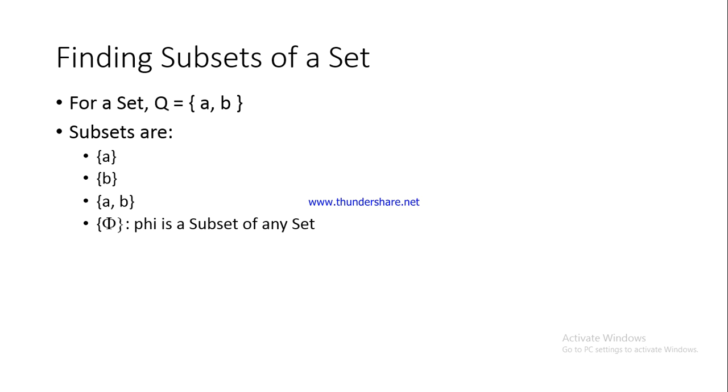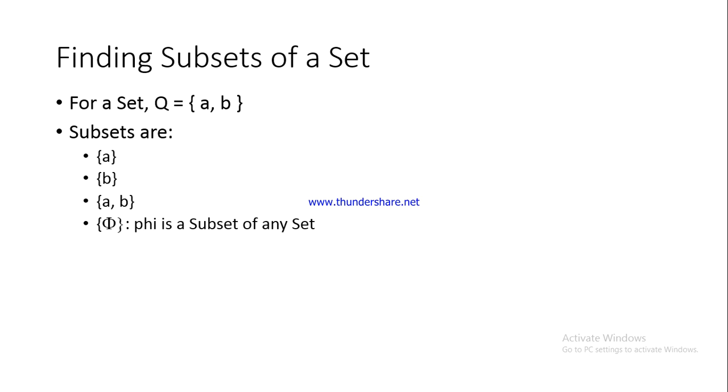So this way we'll get the first two subsets. You can see here A and B. These are the first two subsets which we obtain when we take all the elements of the given set one at a time. Once we have done this, now we'll take the elements of the set two at a time. This way we will obtain AB.